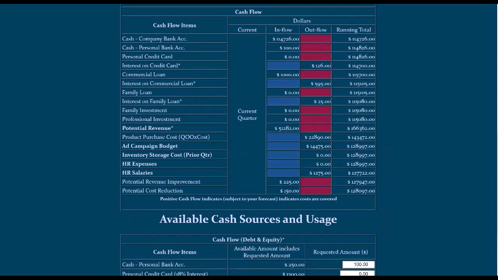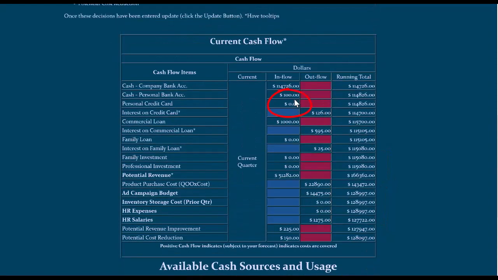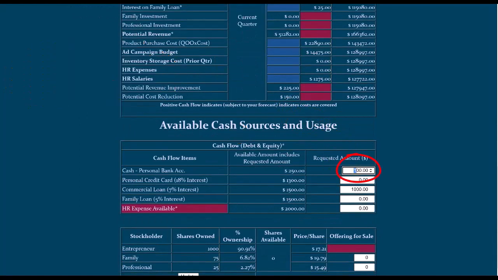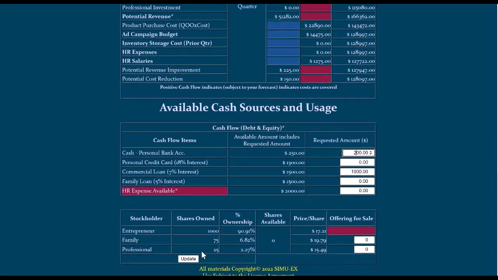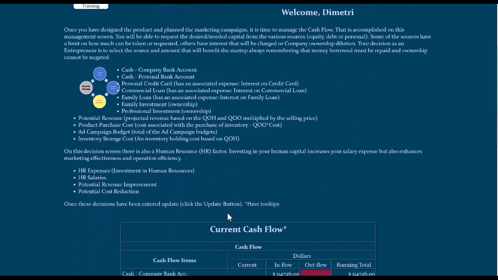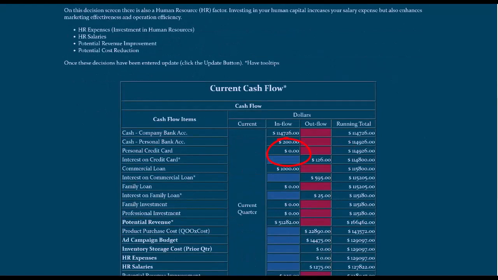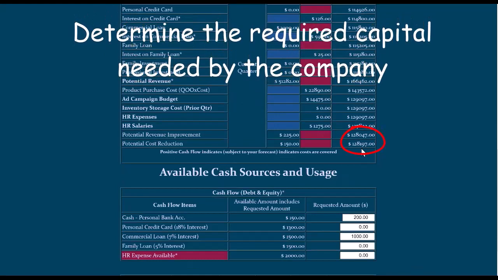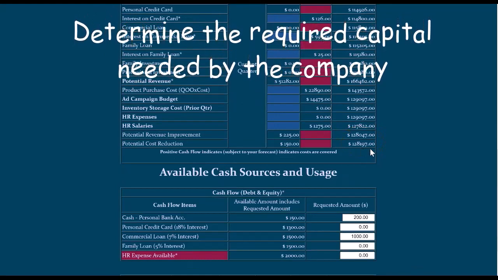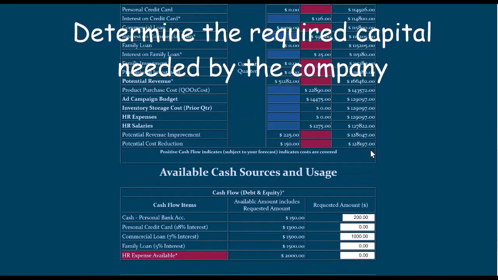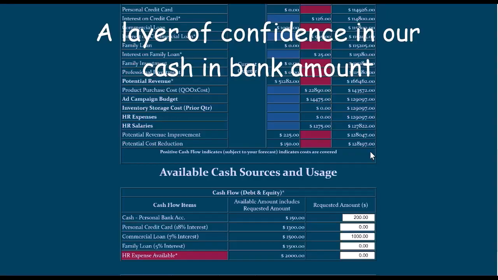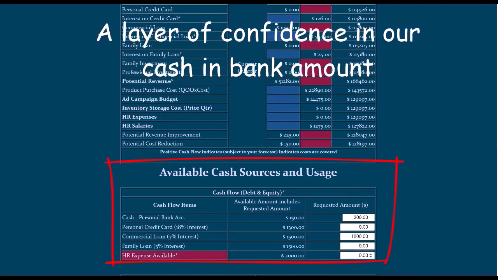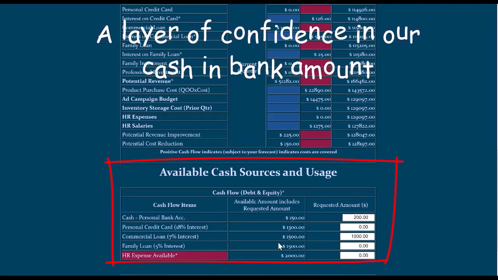So if, for example, you'll notice we have $100 showing up in the personal bank account, we can change that to be $200. And if we change that to be $200 and update, what this will do is it now will show us 200. That 200 has been added in and has increased our number from 128,097 to 128,197. So we can add a layer of comfort to the bottom line cash flow number by borrowing certain funds from various sources.